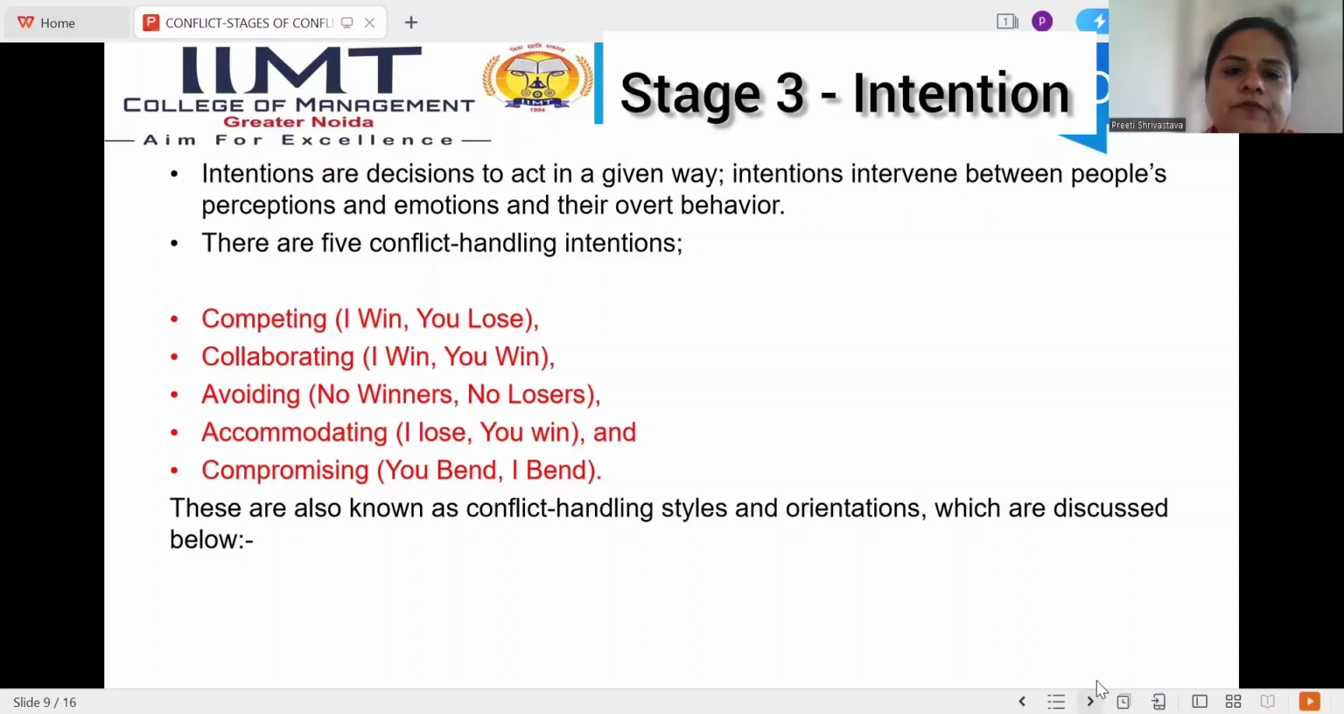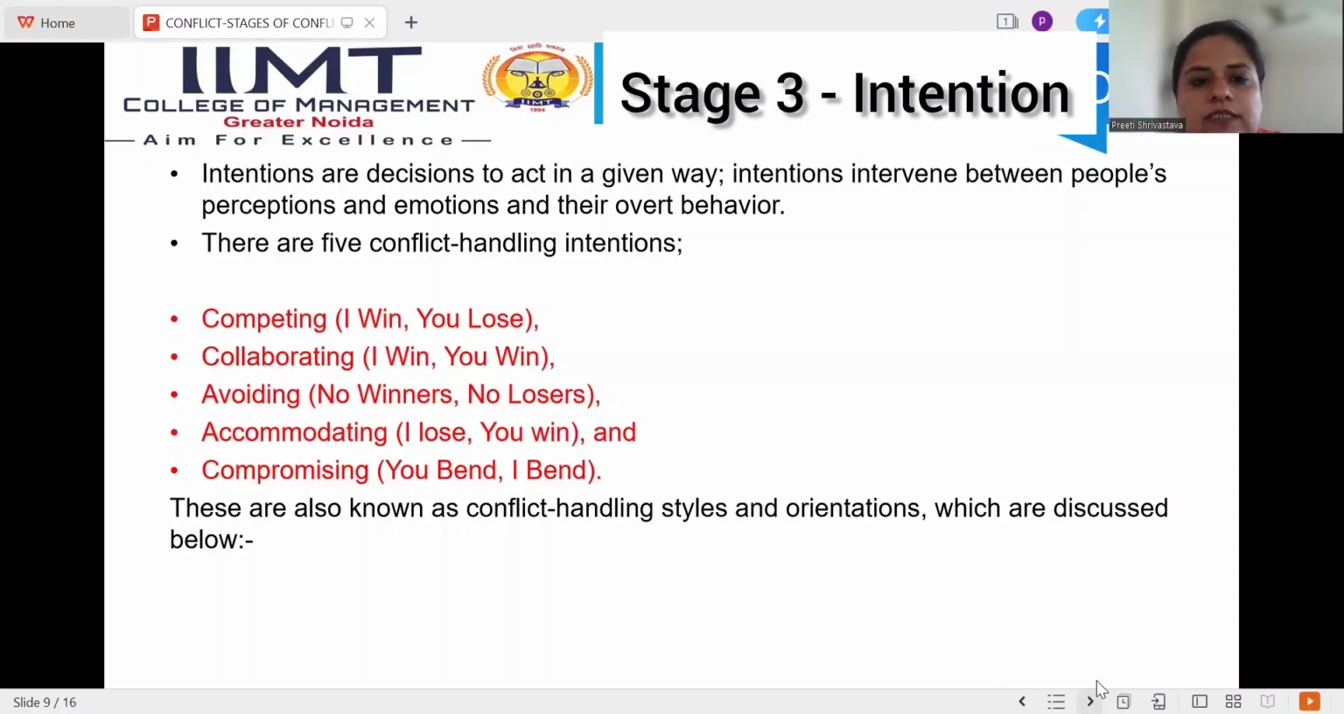There are 5 conflict handling intentions. The first one is competing. In this, there will be two parties. The first party can be the winner and the other party will be the loser.